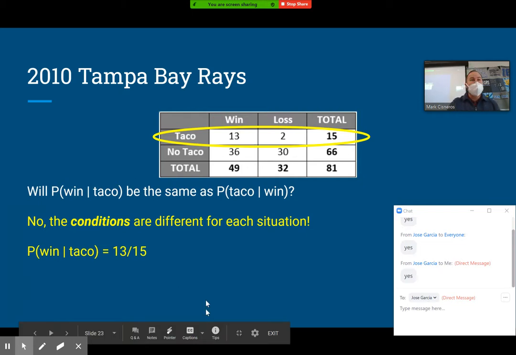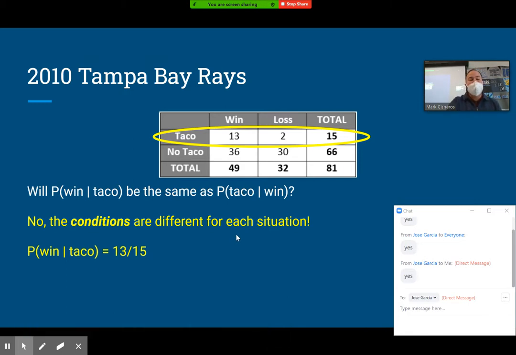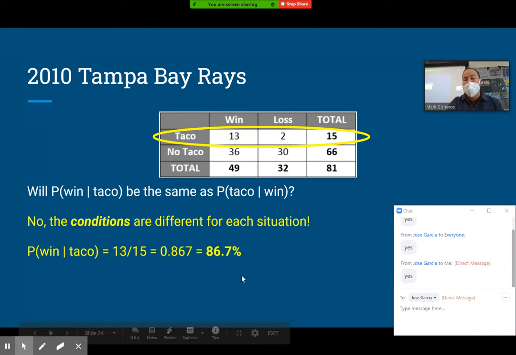So my condition changed. My probability changed. It doesn't really make sense that they would win or that they would get a taco. That they would win based on the fact that they got a taco. Okay. But we can still find the probability of that, which is 86.7%.